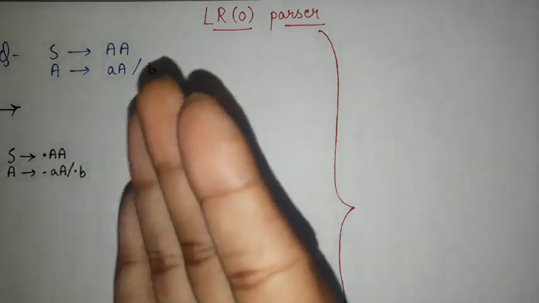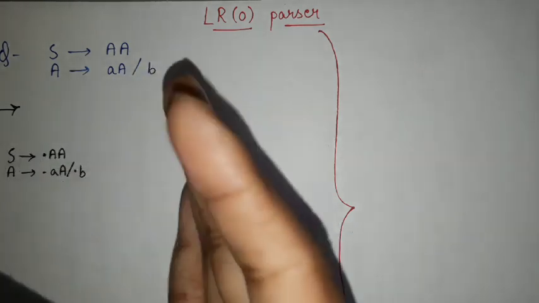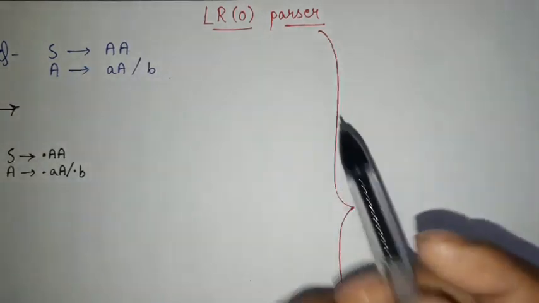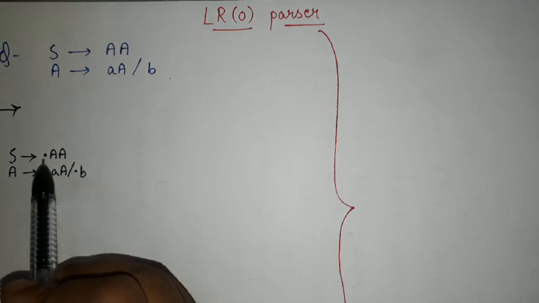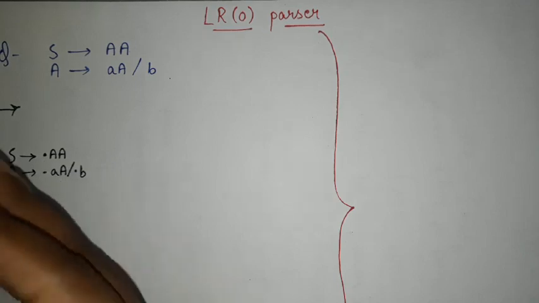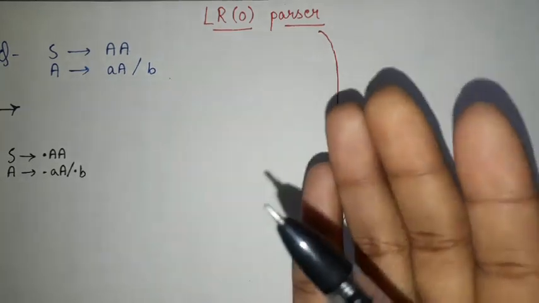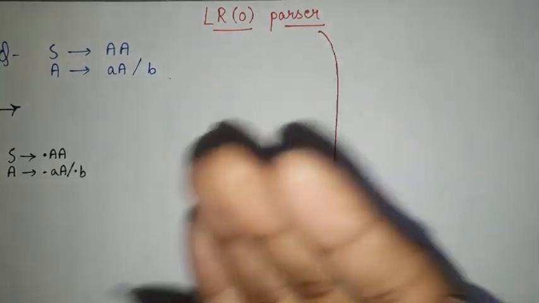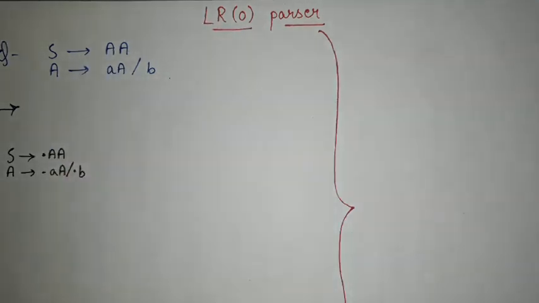So when I have the dot in the beginning, that means I have not started anything, and whenever I have the dot at the end, you can say that my whole production has been parsed. So this is how we will start: with the dot in the beginning for all the productions. We will go on parsing one by one. I will show the whole procedure, and at the end, when you get the dot at the end, you can say that it is a reduced production. That means the production has already been visited completely. Fine, so this is how we will proceed.